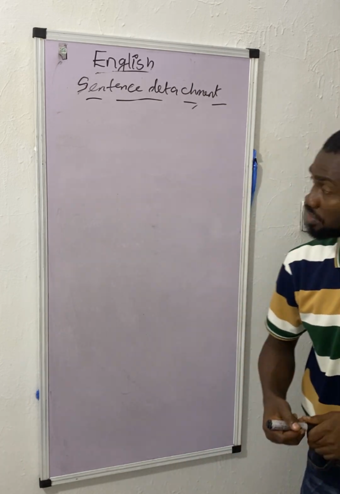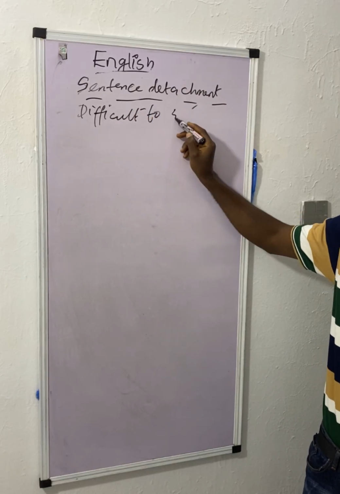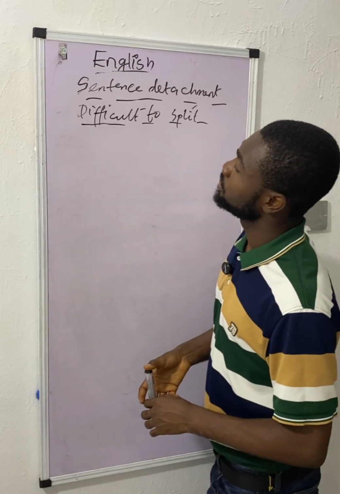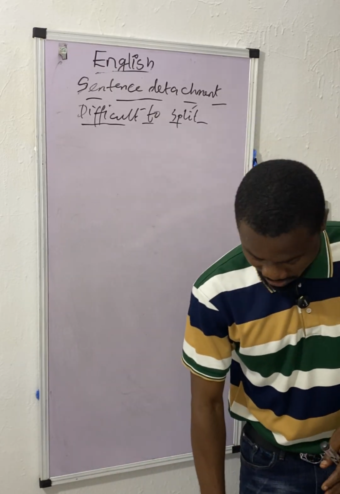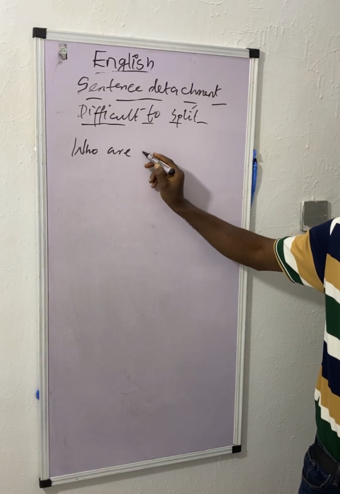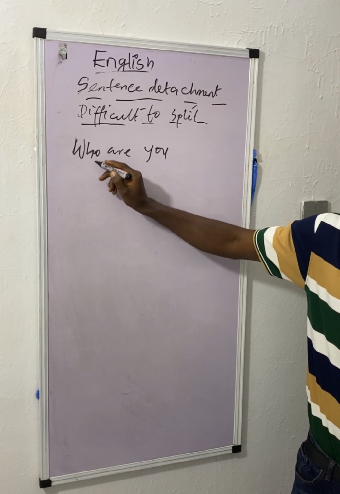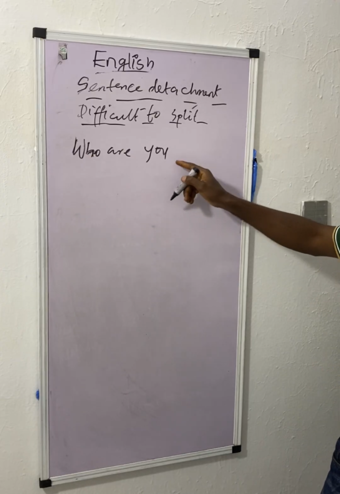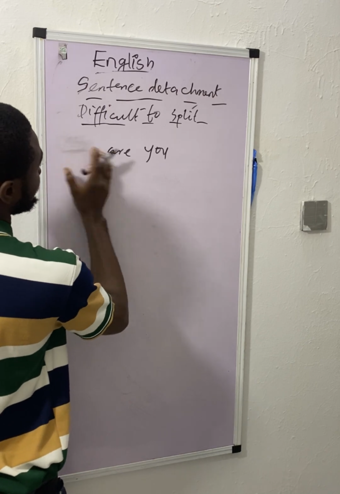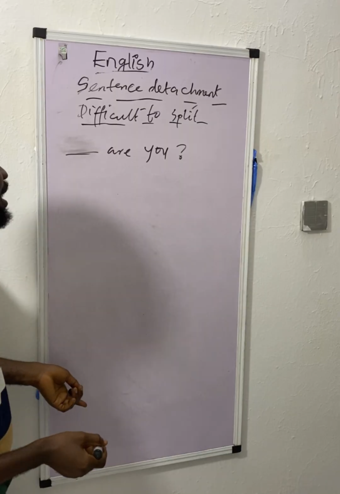All right. So when you encounter a difficult to split sentence, what do you do? You rewrite the sentence. All right. For example, who are you? You see? Okay. Who are you? You can't split this sentence. For example, they put dash here. Okay, they said dash are you, question mark. You can't split this sentence now, right?